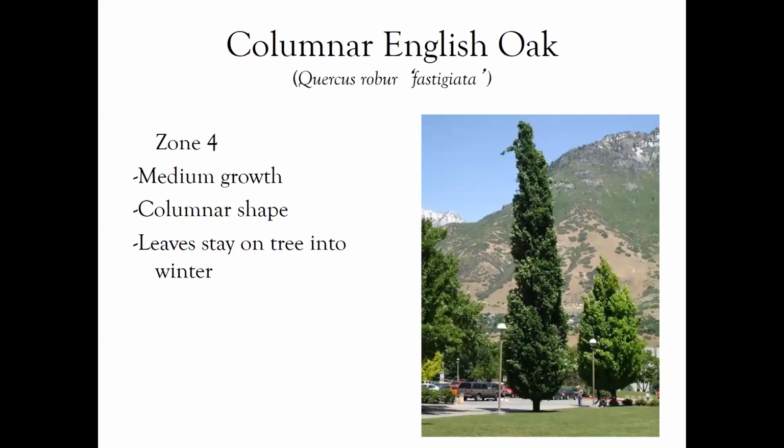Columnar English oak, or Quercus robur fastigiata. These are hardy oaks, again, an oak in the white oak group. There's the columnar version of this, which is what's pictured here. And then there is the species, which is a very broad branched, tall, large tree that you can imagine is what's mostly going to be seen in the country, in the hillsides in Europe, is English oak. They can live for many centuries in the right landscape.